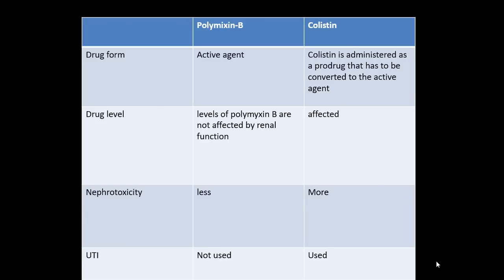On the other hand, polymyxin B is a ready-made active agent, so it achieves the immediate action and the concentration that is required. Drug levels of polymyxin B are not affected by renal function because it is not excreted by the kidney. That is why it cannot be used for UTIs.